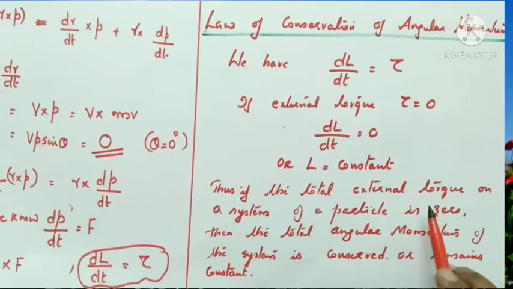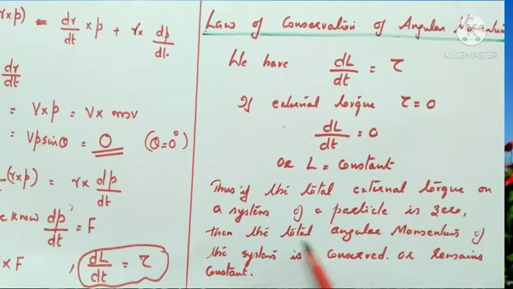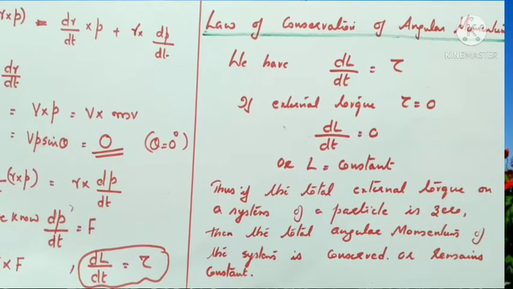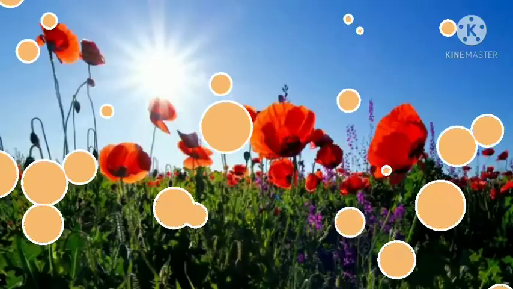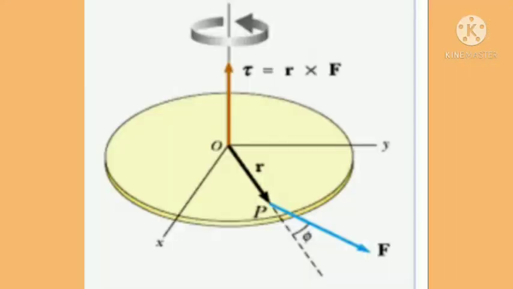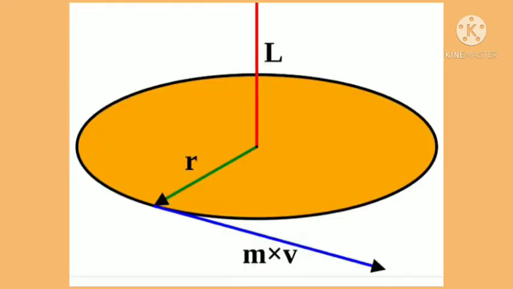Thus if the external torque on a system of particles is 0, then the total angular momentum of the system is conserved or remains constant, and this law is called the law of conservation of angular momentum. If external torque equal to 0, angular momentum of a system of particles remains constant or conserved. We have tau equal to r cross F. From the figure it shows that tau is perpendicular to the plane containing r and F. Similarly, angular momentum is perpendicular to the plane containing r and p.